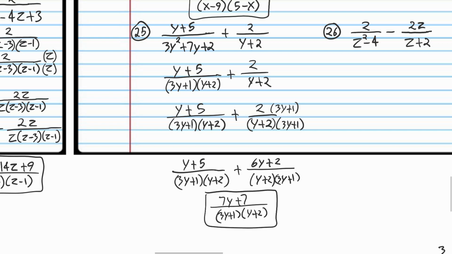So if you got that answer, good job. Now if you factor out a 7, we have a y plus 1 factor, but there's no y plus 1 in the denominator, so we can just leave it like that.